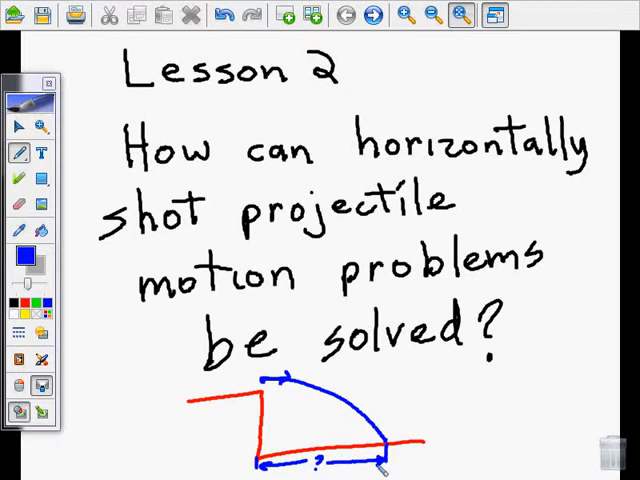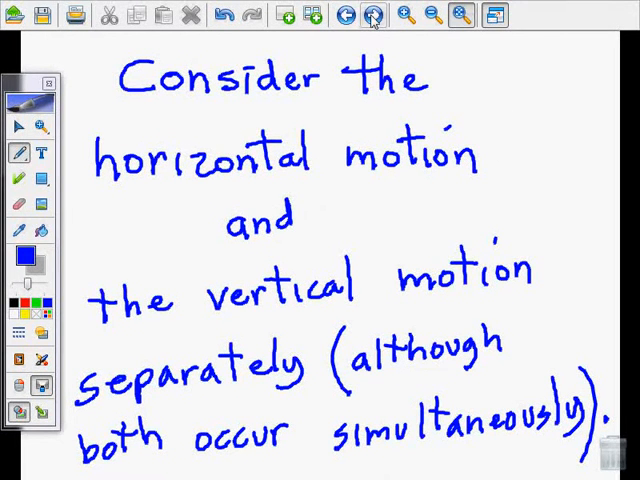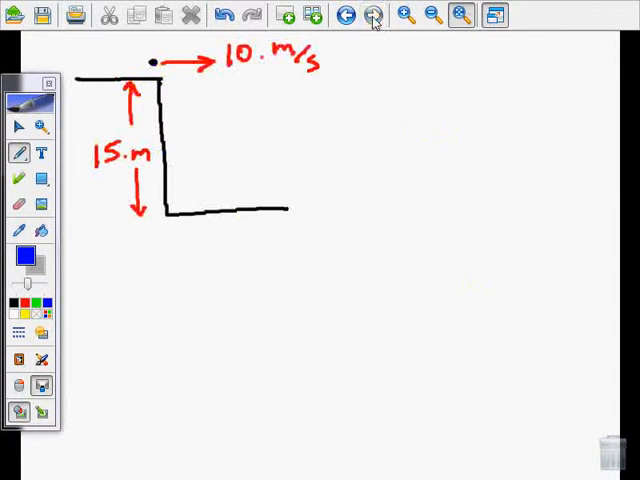What we're going to do is consider the horizontal motion and the vertical motion separately, even though both of these motions are happening at the same time. But we discussed in lesson number 1 how the horizontal motion is uniform motion, and the vertical motion is uniformly accelerated motion. So let's look at a sample problem.